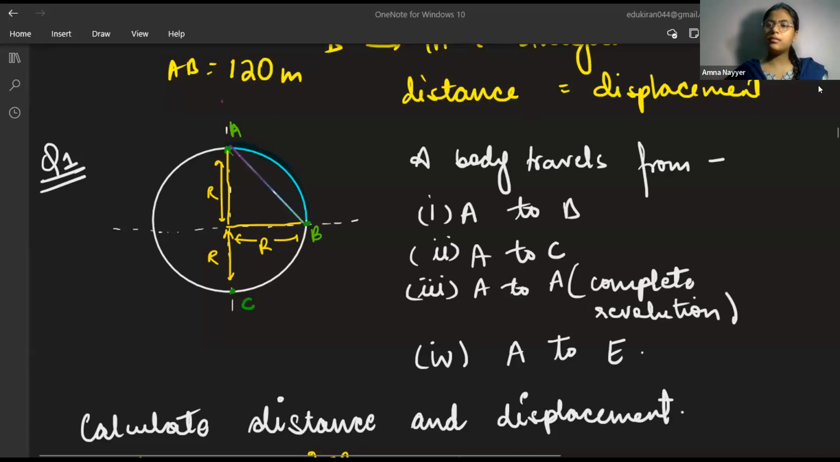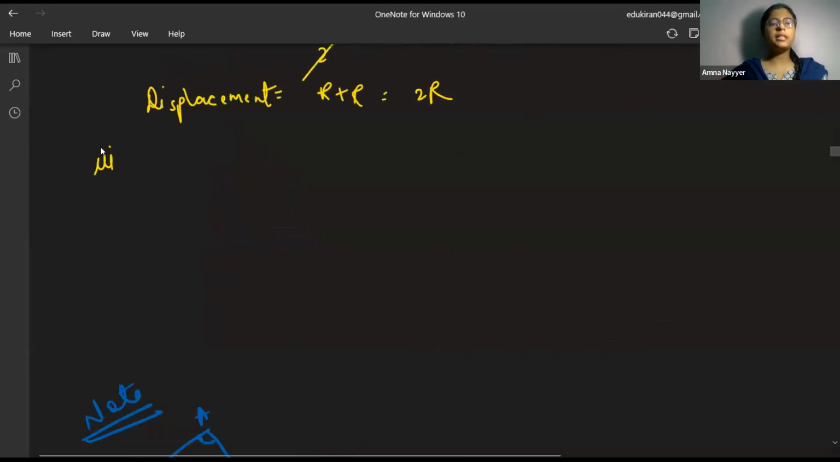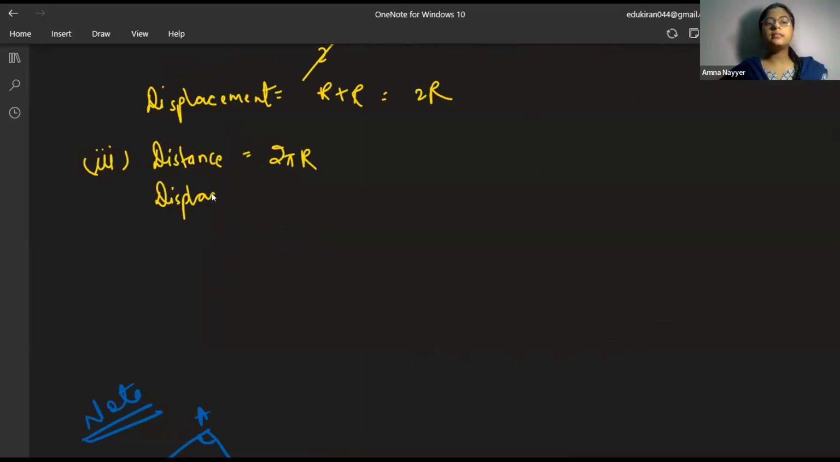So the answer for the third part, distance, is exactly the entire circle has been covered. So this is 2 pi r. Now, displacement.